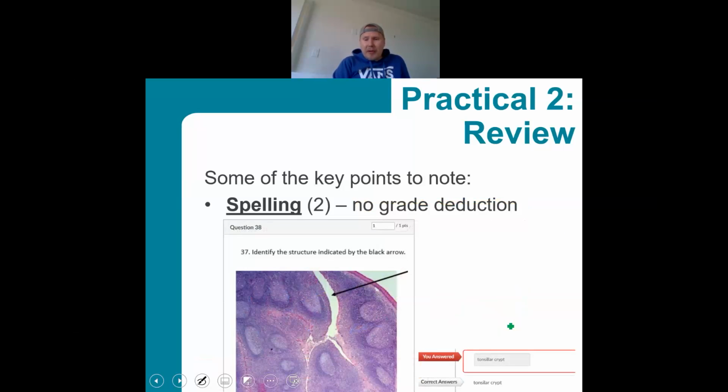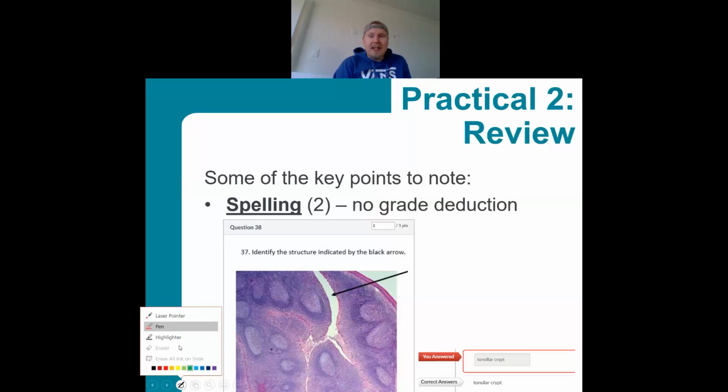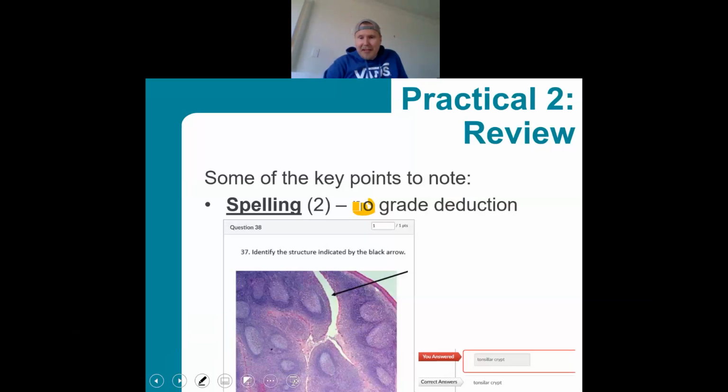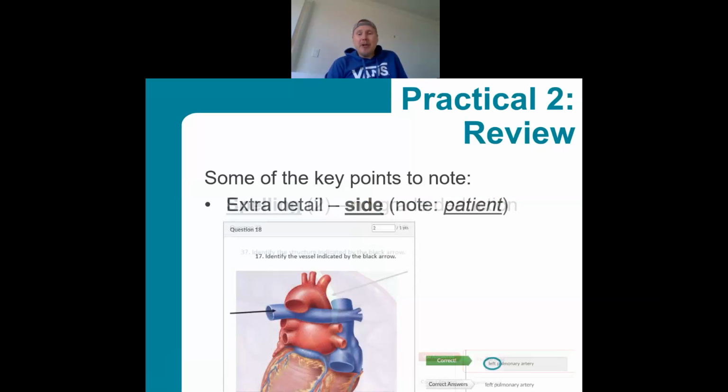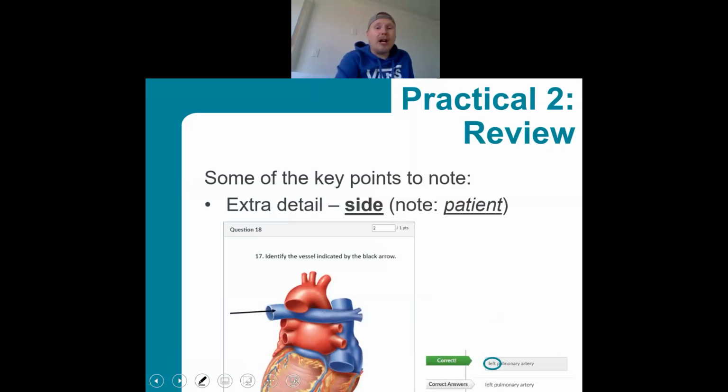Again, no great deduction if you had issues with spelling. This was another one that's a kind of tricky one to spell, tonsillar crypt. So again, don't worry if you initially don't get the points that you think you should have gotten. I will always go back and manually review those. If you provide me some extra details, you have a good chance of getting, again, extra credit.